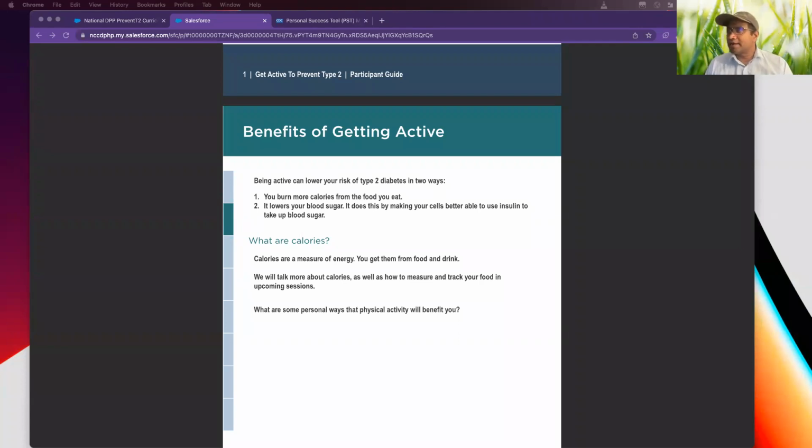Okay, so what are calories? Calories are a measure of energy. You get them from food and drink. We'll talk more about calories, and how to measure and track your food, in upcoming sessions. But in this session, we'll mainly talk about what are some personal ways that physical activity can benefit you.